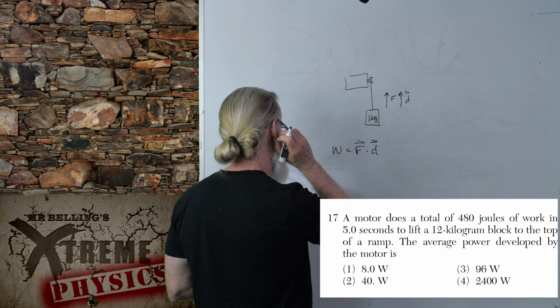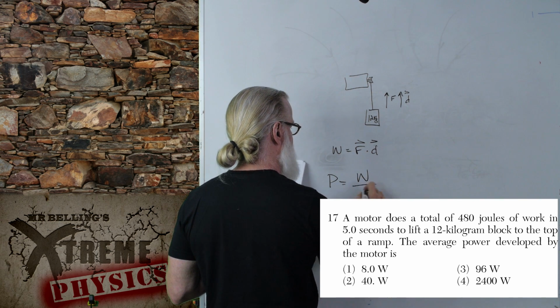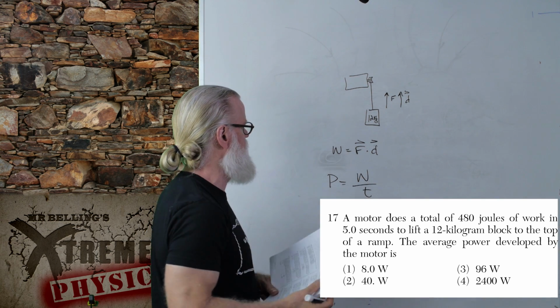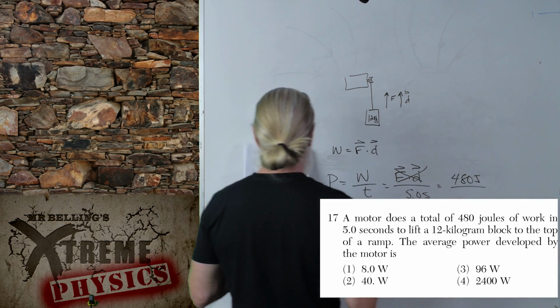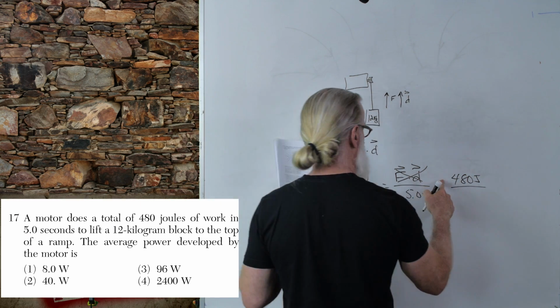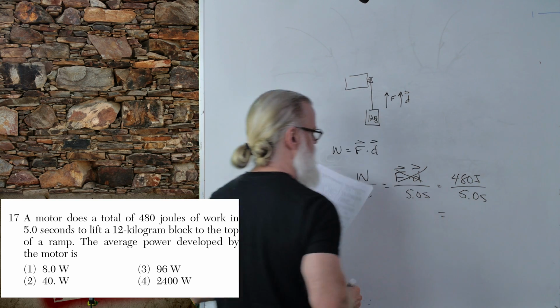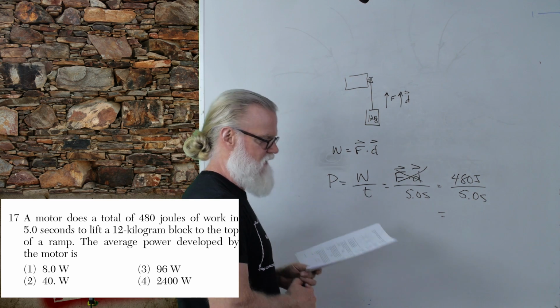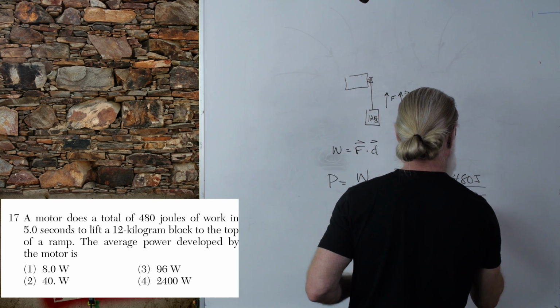The average power developed. All right, what is power? Look that up in your reference table. Power is the rate at which work is done. 480 joules. They didn't give us the displacement, but they gave us the work. 480 divided by 5 seconds. 96.